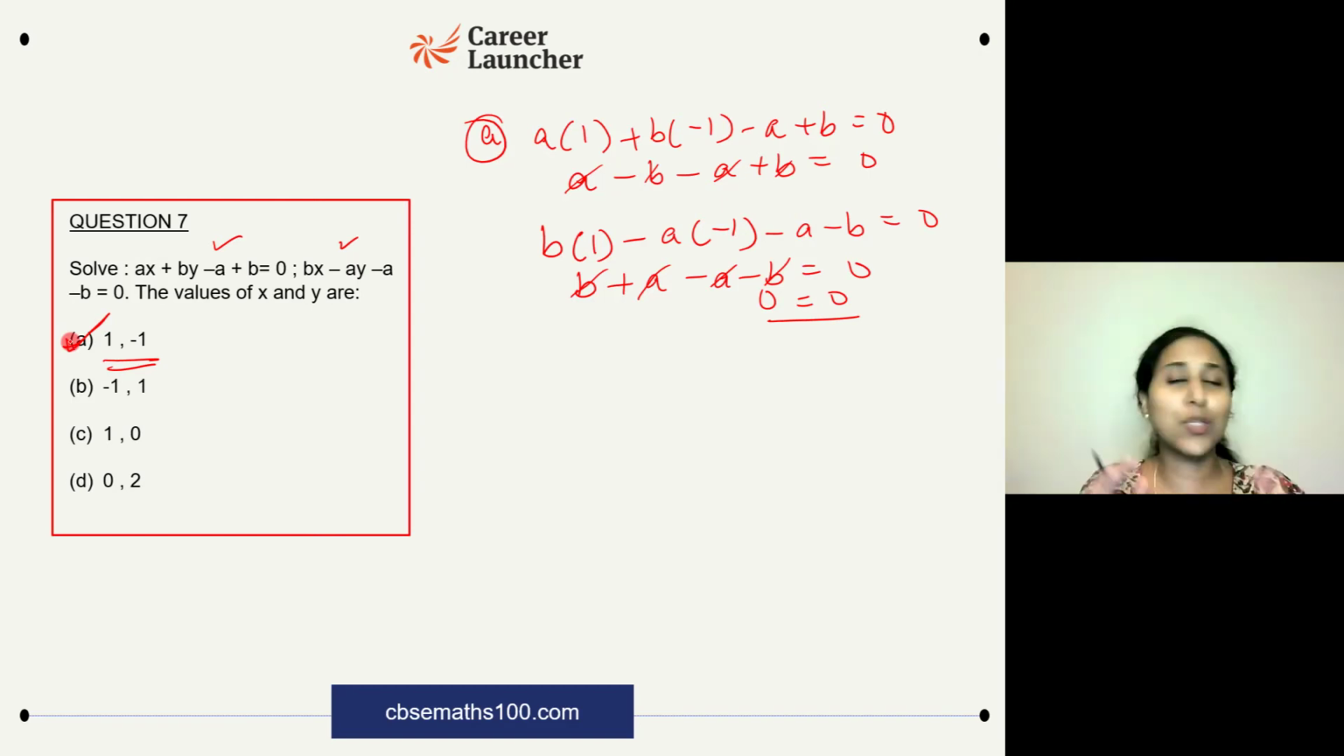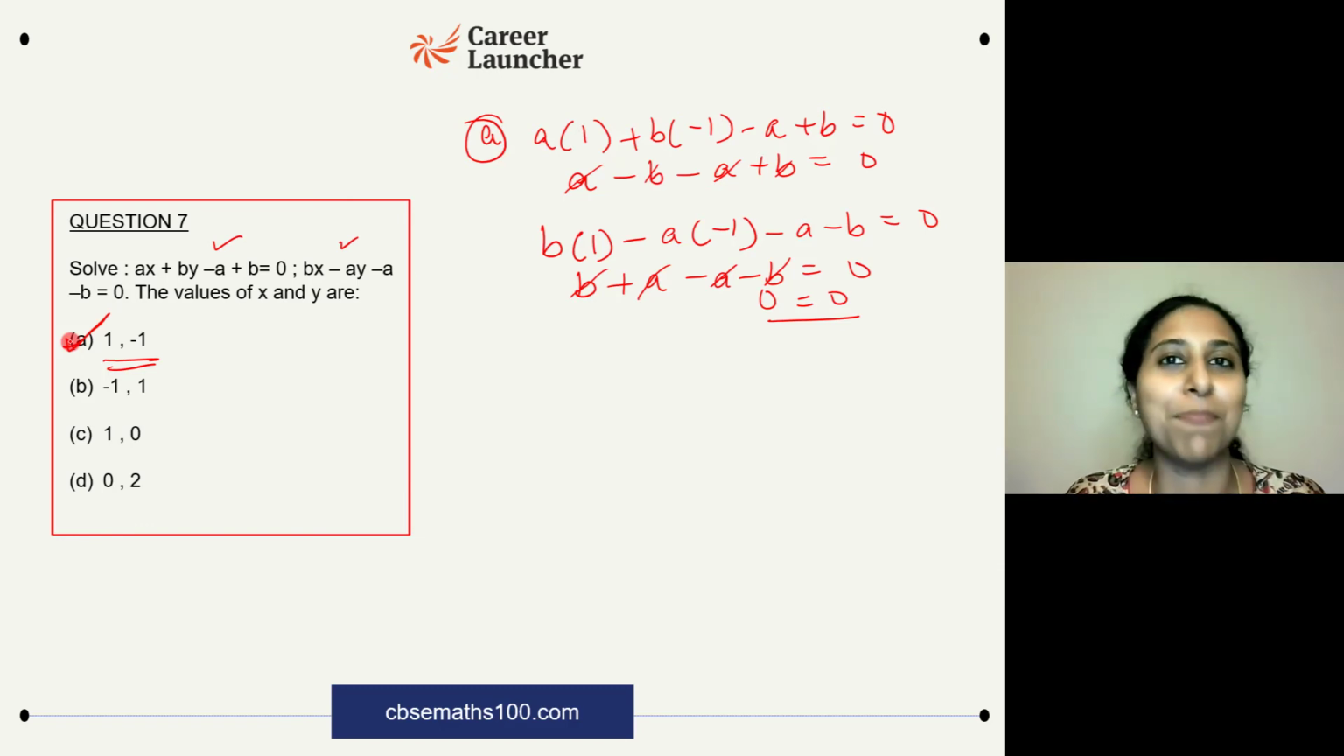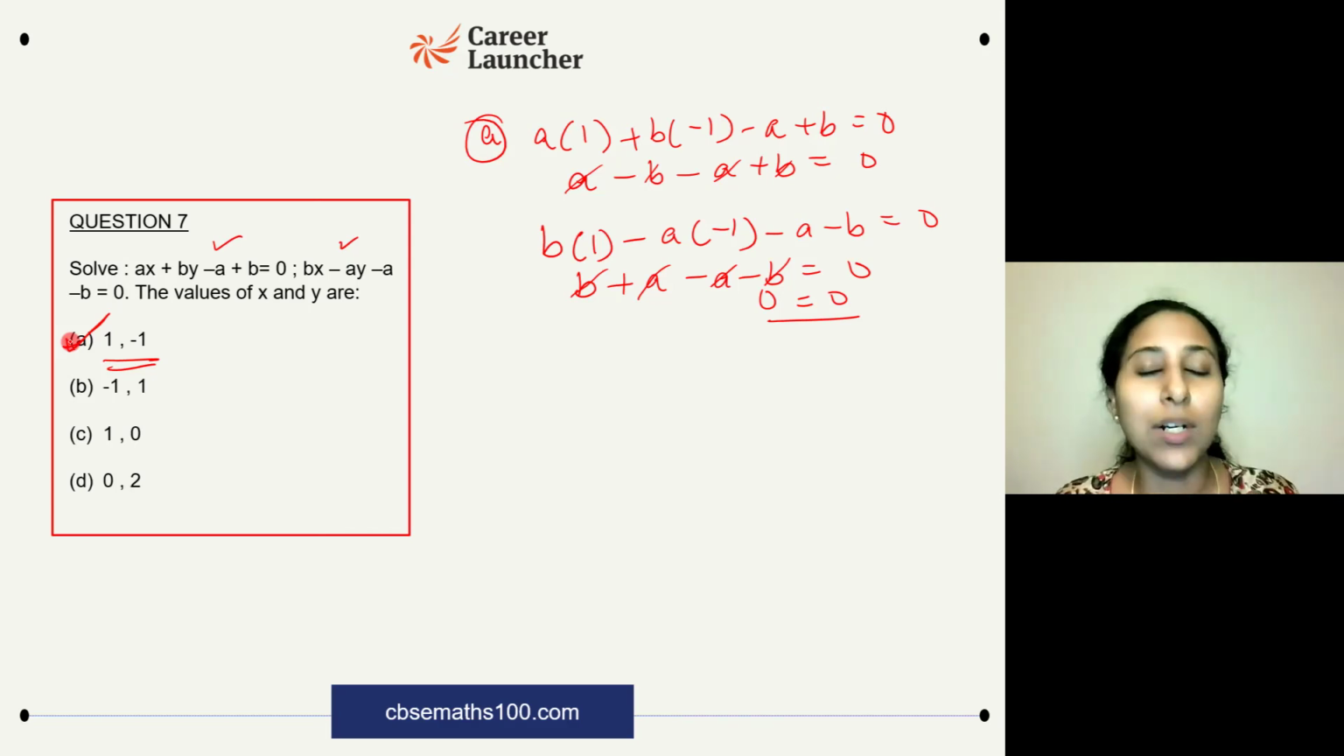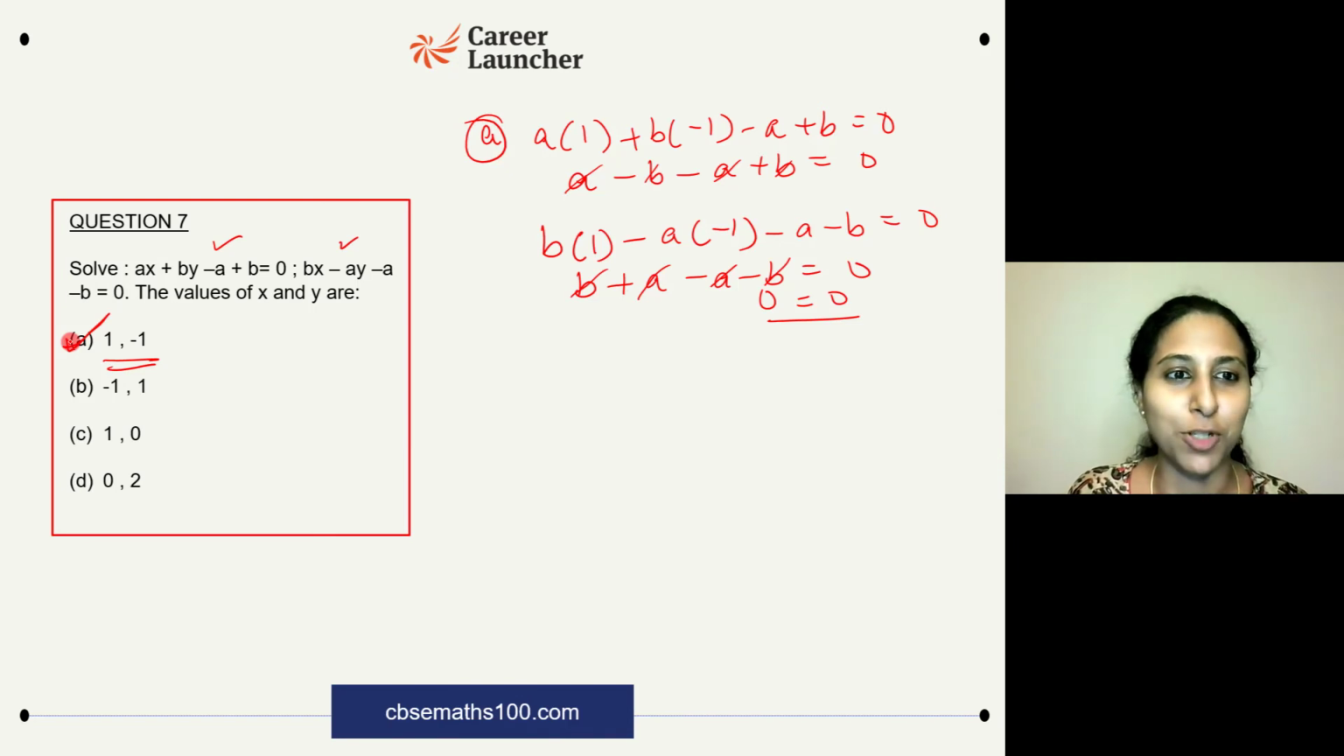Now, this was easy to do because the options were quite simple to substitute and check. But how do you do this in the normal method? Let's say the options were not that easy to substitute, or when you're substituting, you're taking a long time because maybe the first and second one are not working out to be the correct option.